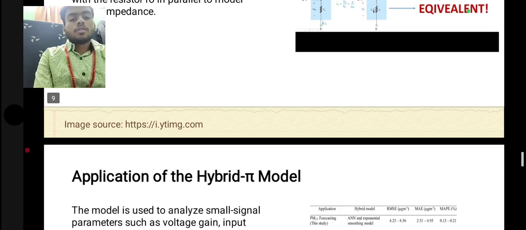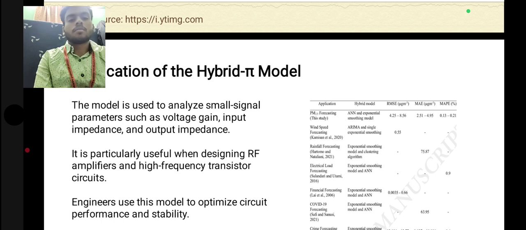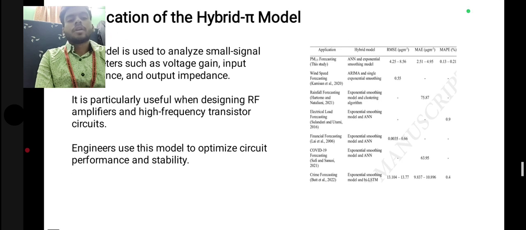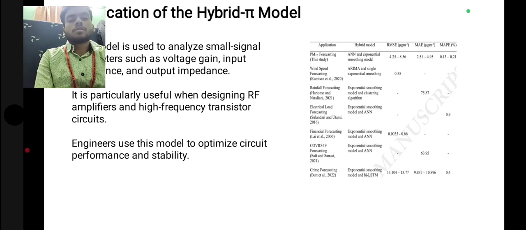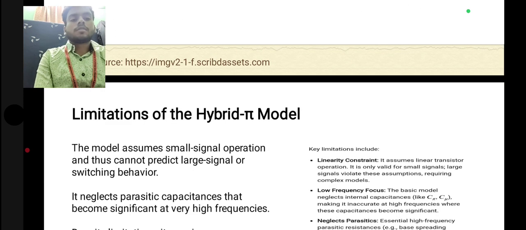So what are the applications of the hybrid pi model? This model is used to analyze small signal parameters such as voltage gain, input impedance and output impedance, and also the current gain. So these four parameters can be analyzed by using the hybrid pi model for the common source, common drain, etc. It is particularly useful when designing RF amplifiers. You know that RF, radio frequency amplifiers, come under high frequency analysis and high frequency transistor circuits. Engineers use this model to optimize the circuit performance and stability. So the main agenda of this hybrid pi model is to stabilize and to design the circuits for RF amplifiers and high frequency circuits.